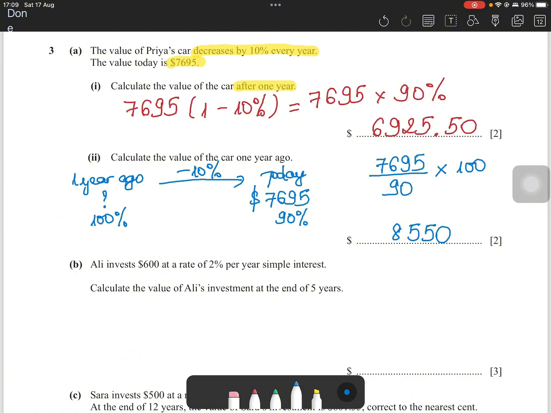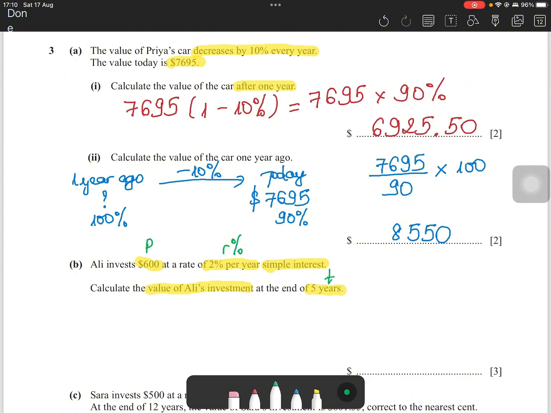B. Ali invests $600 at a rate of 2%. This is P, principal. 2% per year, simple interest. This is the interest rate. Calculate the value of Ali's investment at the end of 5 years. 5 years is the time.